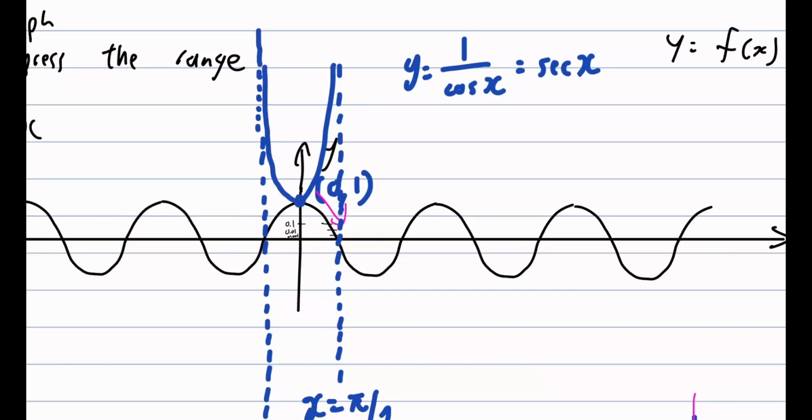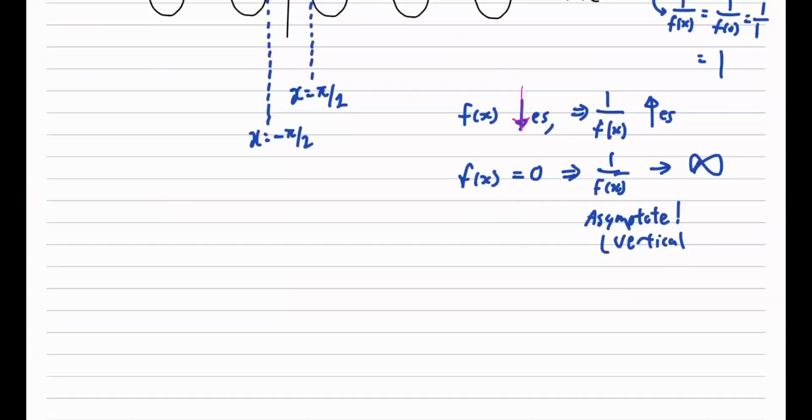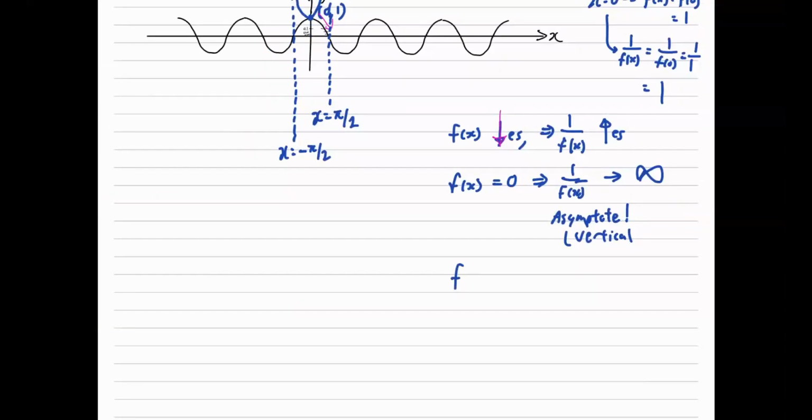But that's when f(x) is positive, then it stays positive. So let me just write this down. If f(x) is more than 0, 1 over f of x will also be more than 0. But what happens when it's less than 0? Positive 1 divided by negative will give you less than 0. So it will be below the graph.